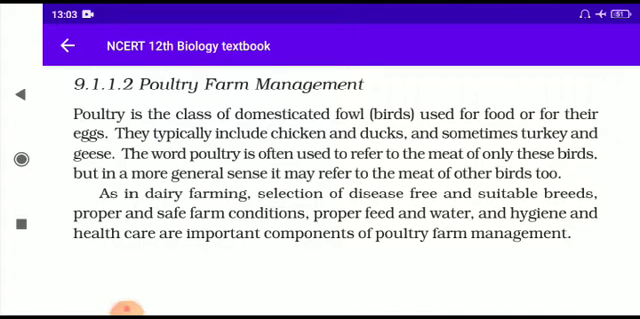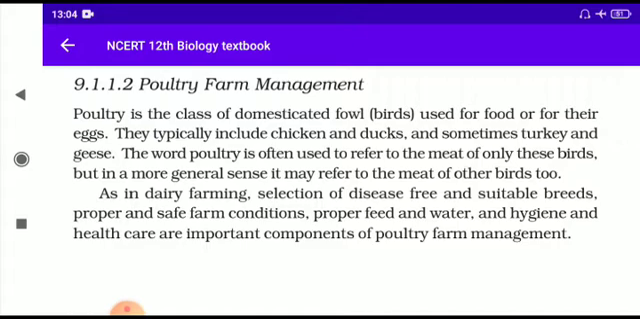Today we are going to discuss poultry farm management, which belongs to 9.1.1.2. So poultry is the class of domesticated birds or fowls used for food or for their eggs. They typically include chicken and ducks, and sometimes turkey and geese also. That means maintenance of birds for production of eggs and meat.